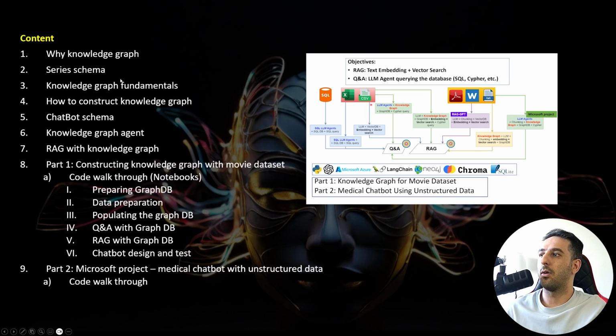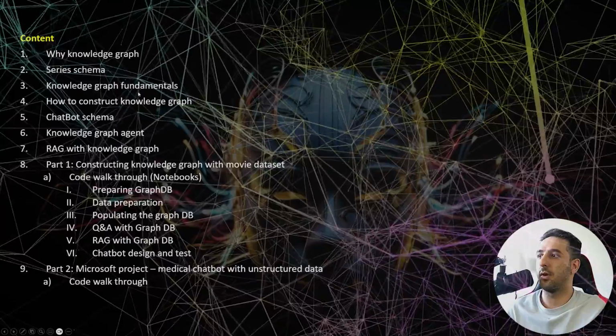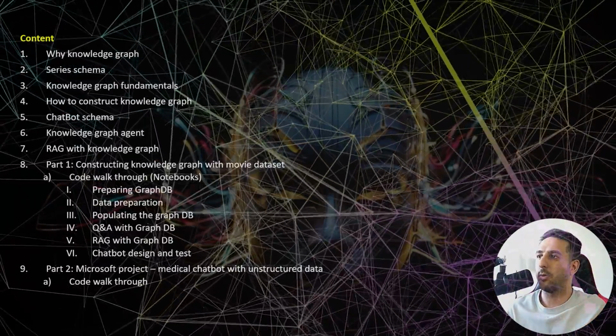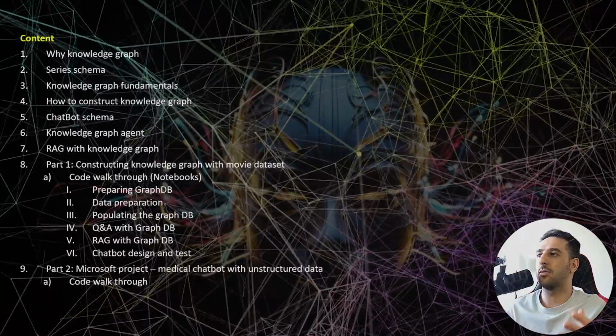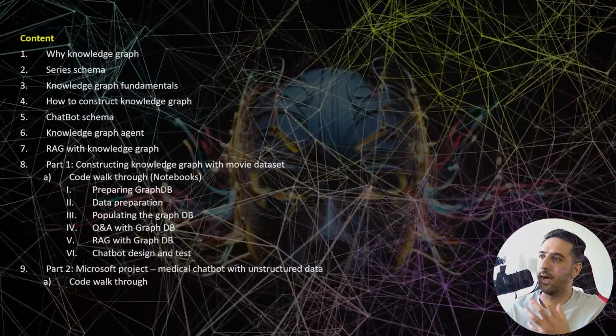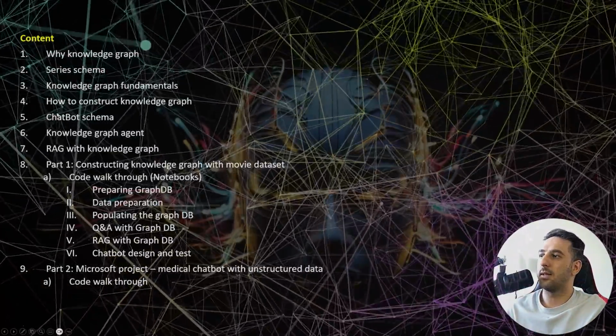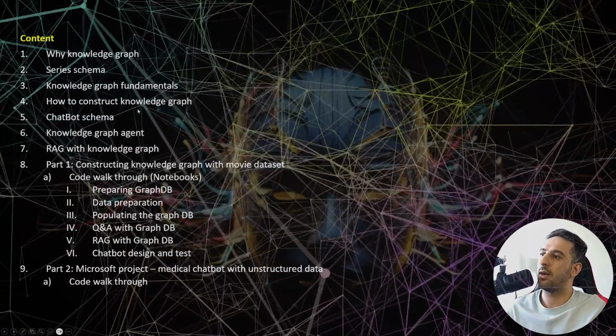Then I will also show you the series schema, which is, as you know, a sub-series for the LLM 0 to 100 series that we started about a couple of months ago. Then I will go through knowledge graph fundamentals. I will tell you about nodes, relationships, and knowledge that we need in order to construct a knowledge graph from our datasets. Then I will tell you how to construct a knowledge graph.